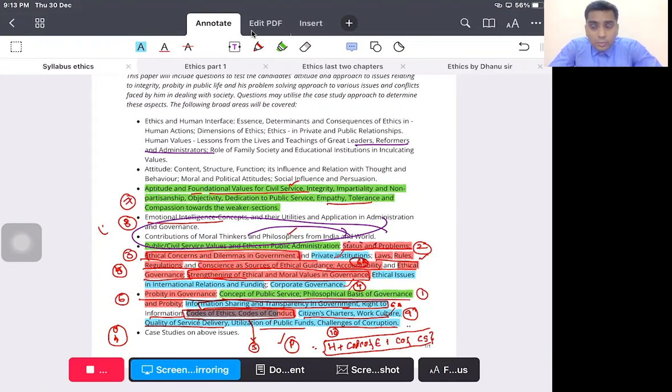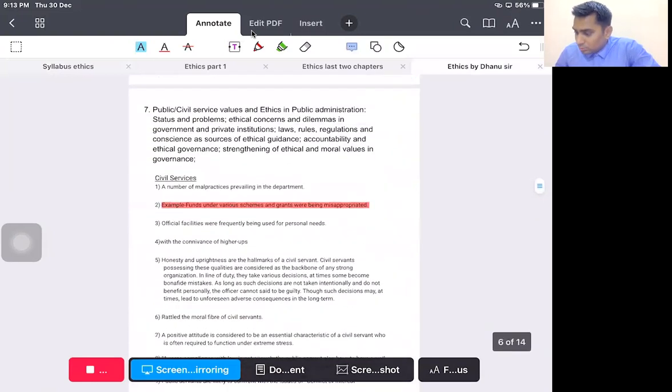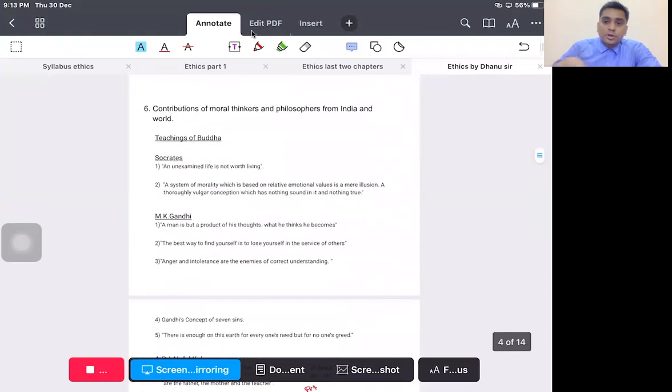Rather than that, one thing you can do is look at the previous year questions, where they have given some quotations. Who has given what quotation? Under these two sections, they are asking about contributions of moral thinkers of India and the world and teachings of great leaders. What they are asking is not about the personalities. If they ask about the personalities, it is very difficult to guess the personality.